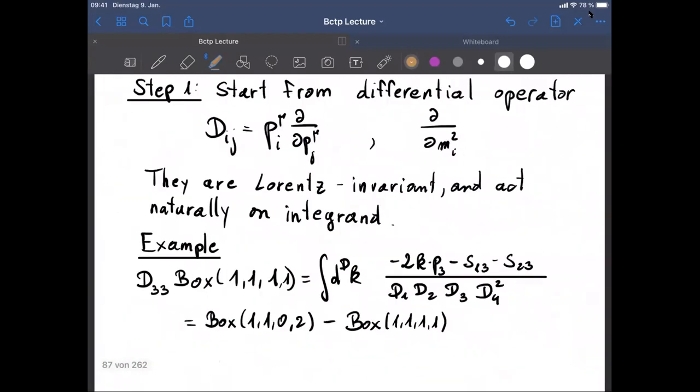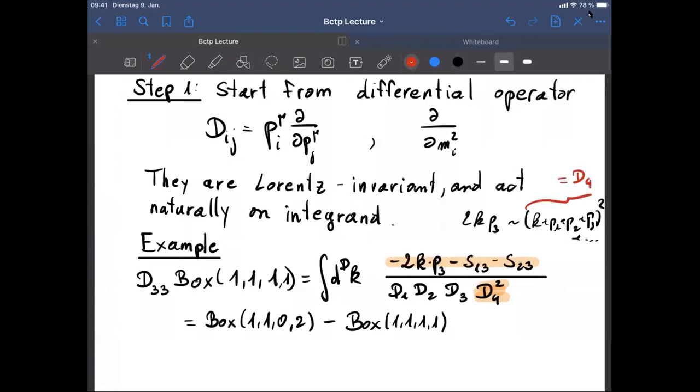So that's what you see here. If you differentiate the propagator to the power 4, it now becomes squared. And then you have the derivative of the inverse propagator, which now appears in the numerator. Now I remind you that 2 times k·p3, I can write again as (k + p1 + p2 + p3) squared plus other terms. So this would again be D4.